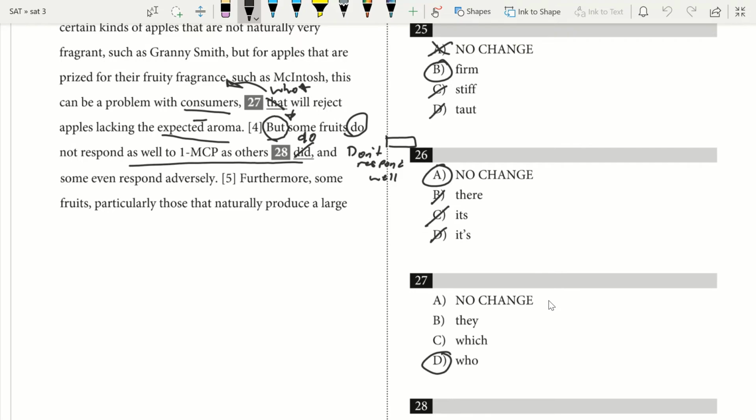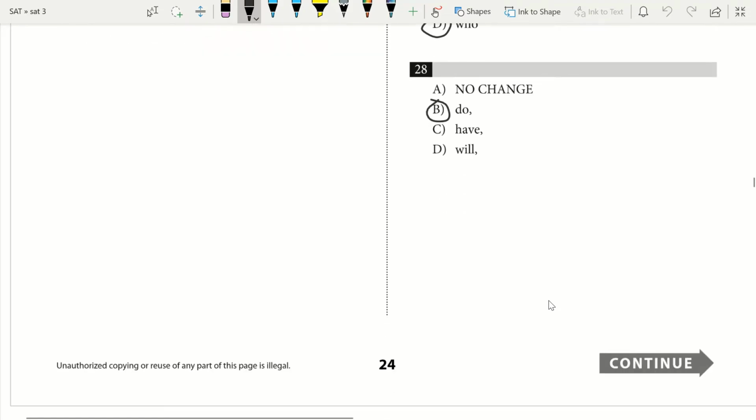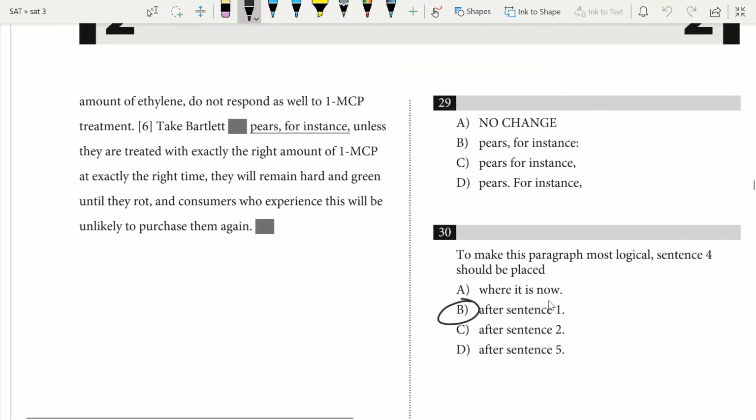Furthermore, some fruits, particularly those that naturally produce a large amount of ethylene, do not respond as well to 1-MCP treatment. Take Bartlett pears for instance. Unless they are treated with exactly the right amount of 1-MCP at exactly the right time, they will remain hard and green until they rot, and consumers who experience this will be unlikely to purchase them again.